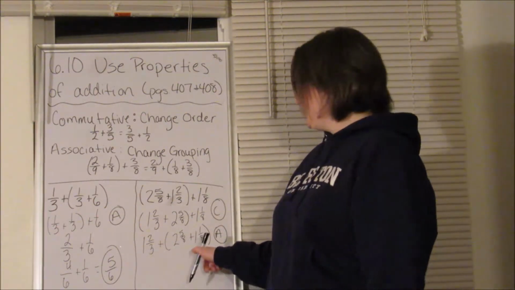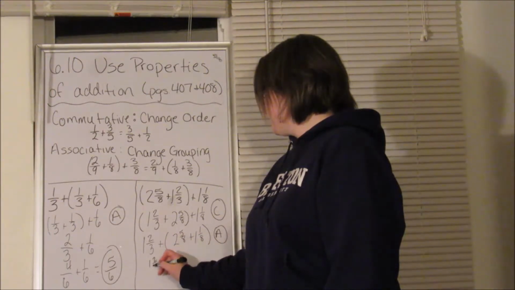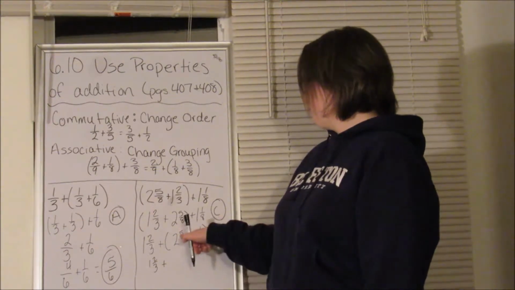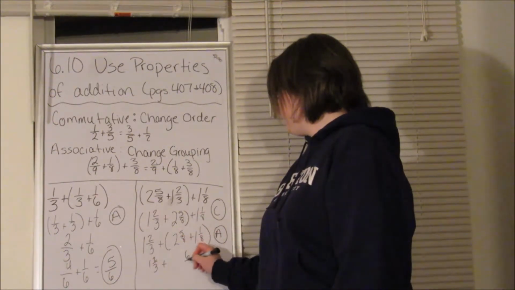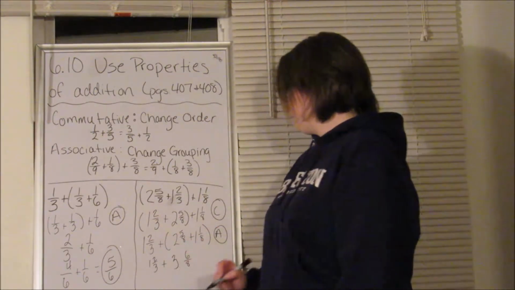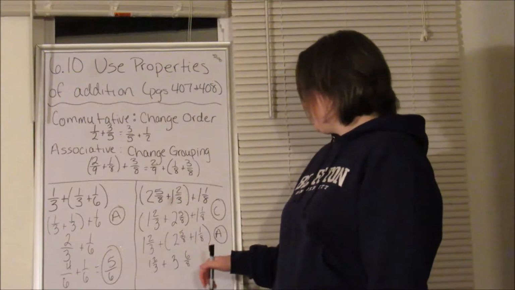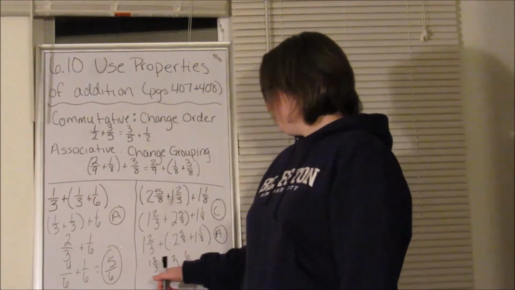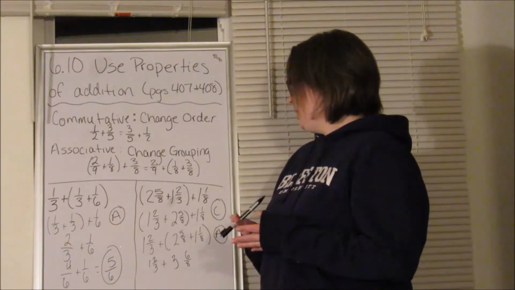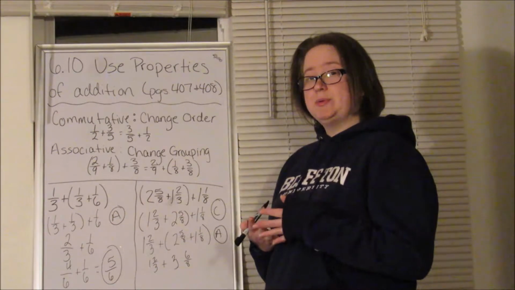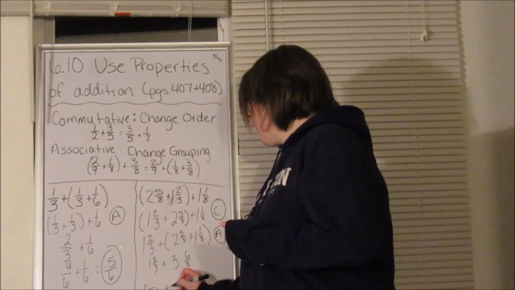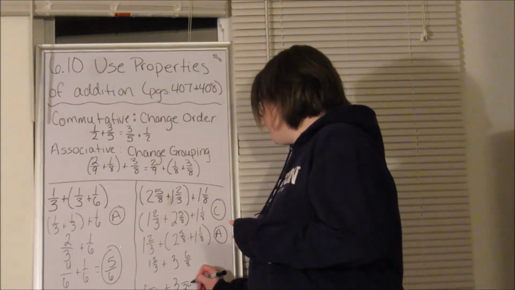So now I can add these two together. So my 1 2/3 is going to stay the same. 2 5/8 plus 1 1/8. Well, 5/8 plus 1/8 is 6/8. And 2 plus 1 is 3. Now, I need to find a common denominator between 3 and 8. My common denominator is going to be 24. So I'm going to have 1 and something over 24 plus 3 and something over 24.